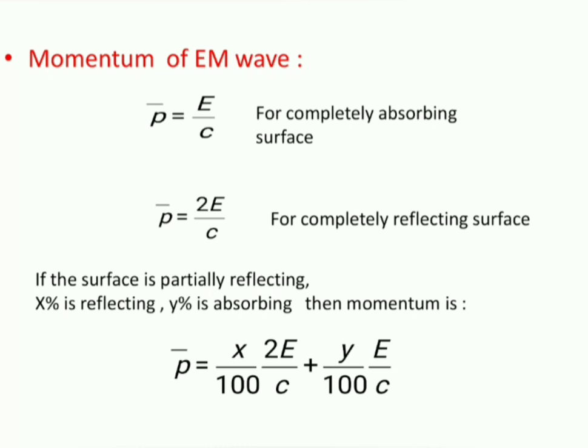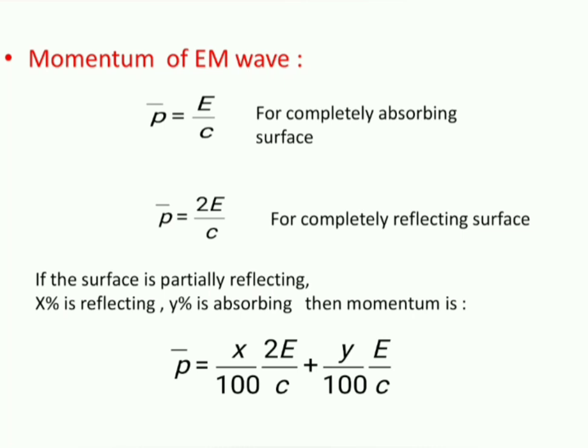Come to momentum of an electromagnetic wave. Momentum is energy divided by C for a completely absorbing surface. And if the surface is completely reflecting, the momentum gets doubled. Transfer of momentum will be 2mv, that is 2 times E divided by C.